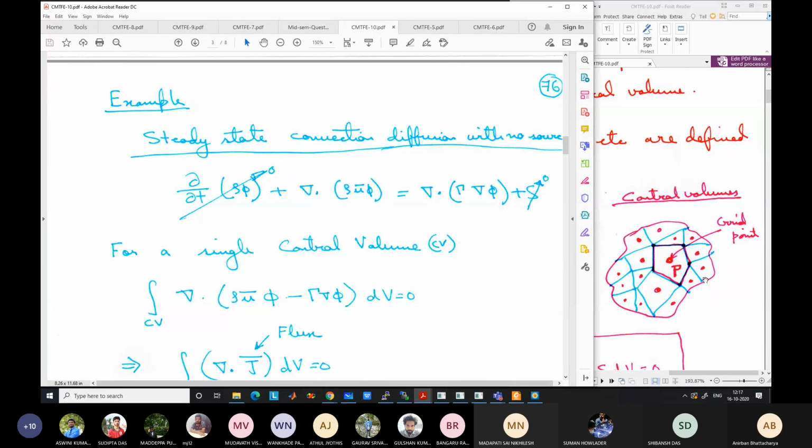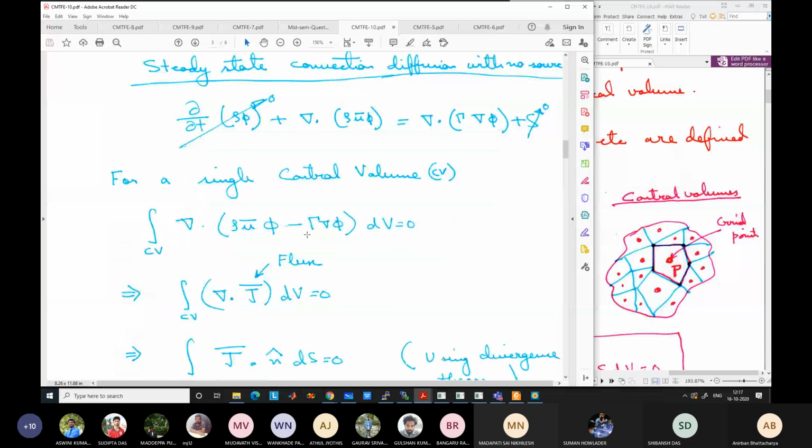So for any of this control volume, for this representative control volume, you integrate over the control volume del dot (rho u phi minus gamma del phi), just taking that term to the left hand side, dV equal to 0. So this term, rho u phi minus gamma gradient of phi, is known as flux. It's a combination of the convective flux and the conductive, diffusive flux. So you have the total flux, which is denoted by J. It's direction dependent, so the bar is there because it has a U component. So the equation is del dot J dV equal to 0.